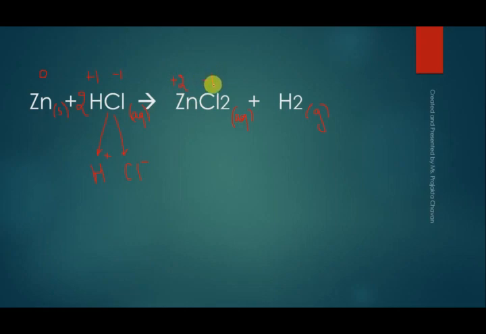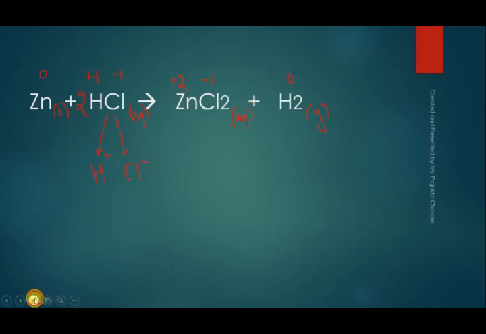If you are unaware of the charges, you may go back to your grade 9 chapter number 3, wherein the charges of each element are given. Now for hydrogen, as hydrogen is in the elemental form, the natural form, that is, it is not combined with any other element, hence the charge on hydrogen will be 0.